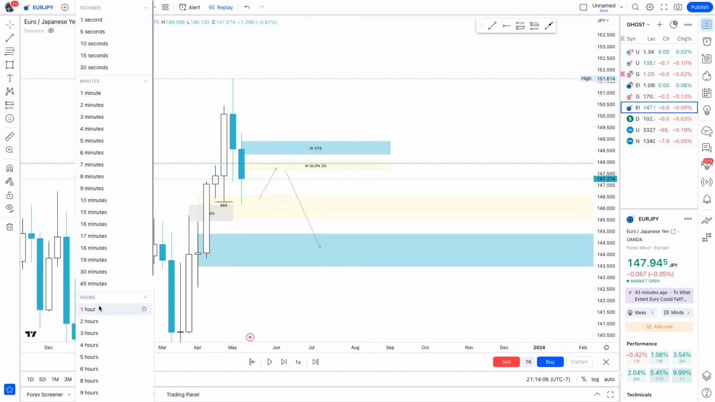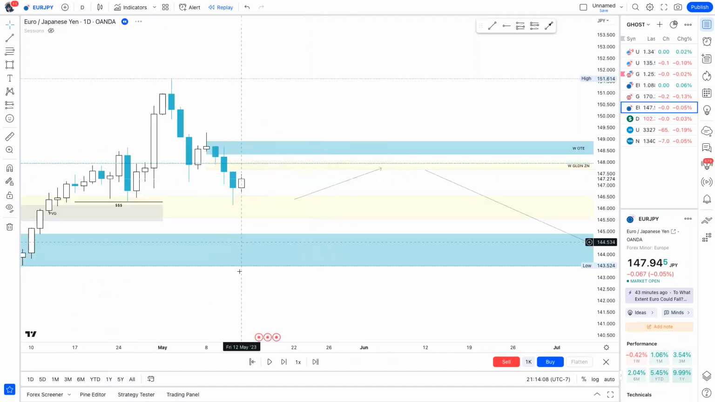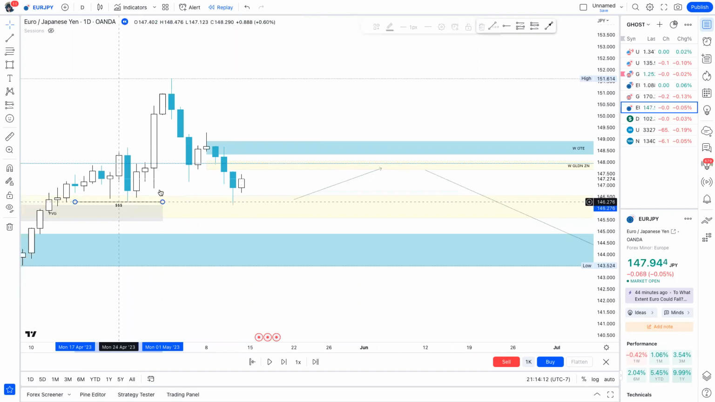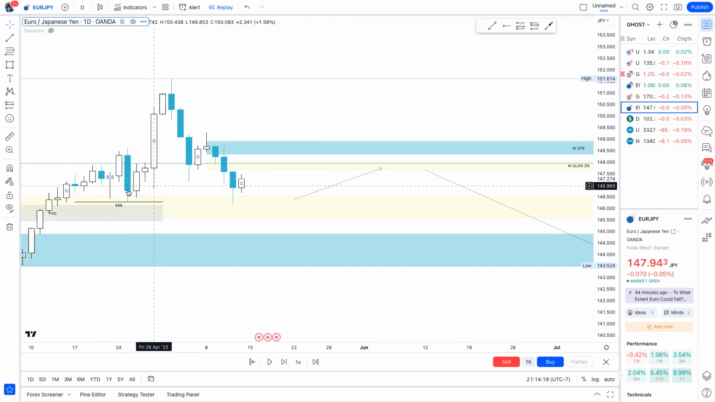So let's just zoom in real quick to the daily. So here, these relative equal lows, there's a liquidity line here because to the retail trader, this is an area of support. And support, if you're a retail trader, you're going to buy at support and sell at resistance, right? So there's a whole bunch of buy orders sitting right here, and their stop losses are going to be somewhere in here, right?